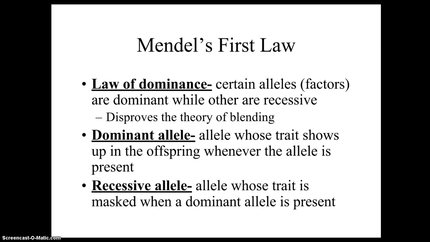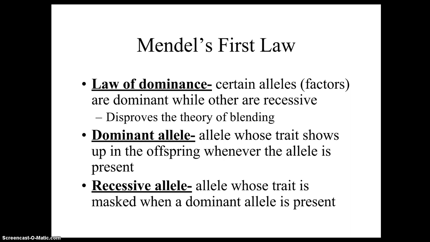And here's a couple definitions that you need. A dominant allele is an allele whose trait shows up in the offspring whenever that allele is present, and we represent that with a capital letter. A recessive allele is an allele whose trait is masked or covered up when a dominant allele is present. So for a trait, you always get two alleles. You get one from mom and one from dad.